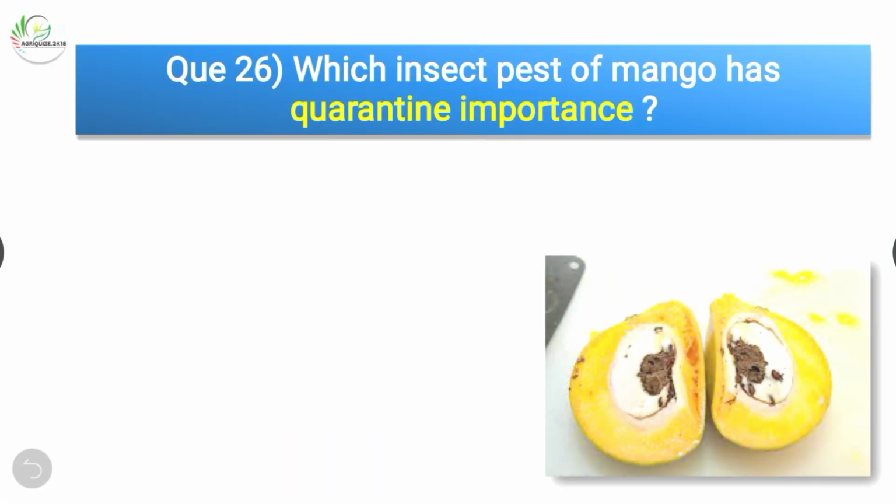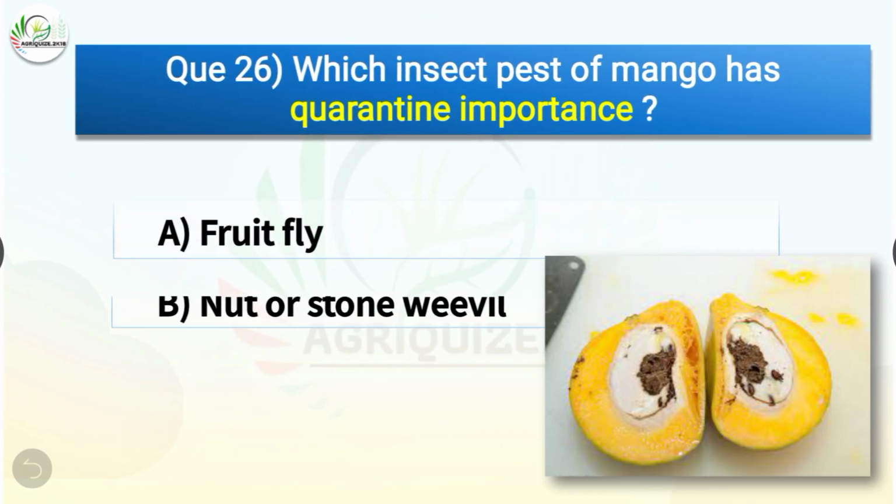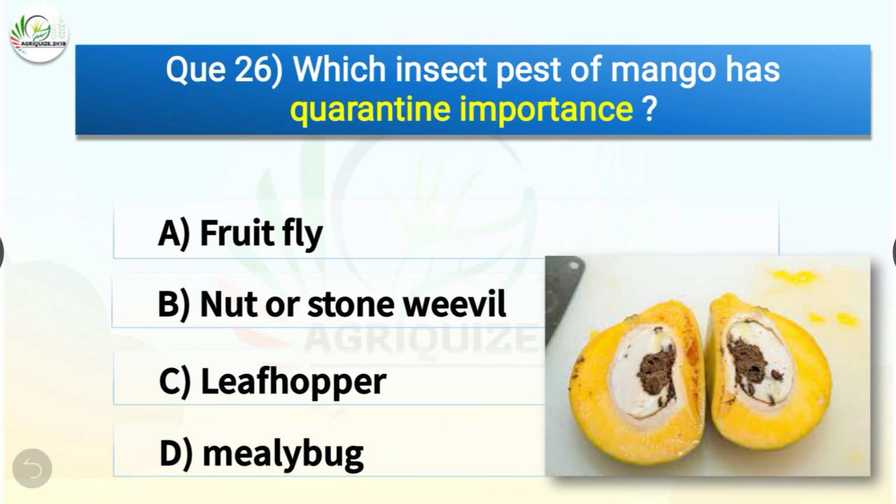Question number 26. Which insect pest of mango has quarantine importance? The options are fruit fly, nut or stone weevil, leaf hopper or mealybug. The correct answer is option B, nut or stone weevil. So nut or stone weevil pest of mango has quarantine importance. The scientific name of nut or stone weevil is Sternochaetus mangiferae.